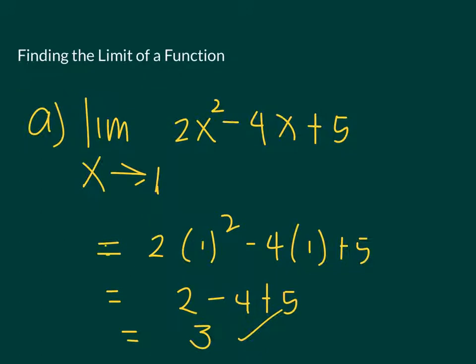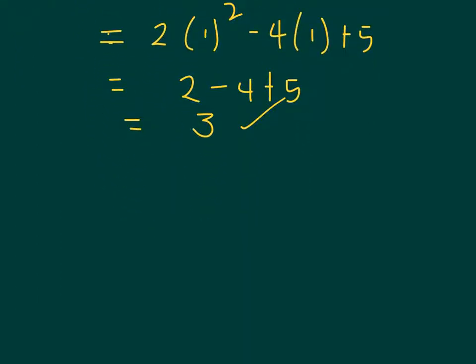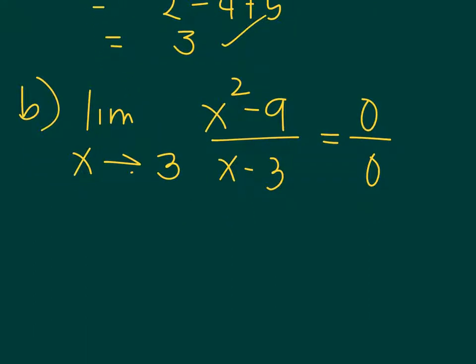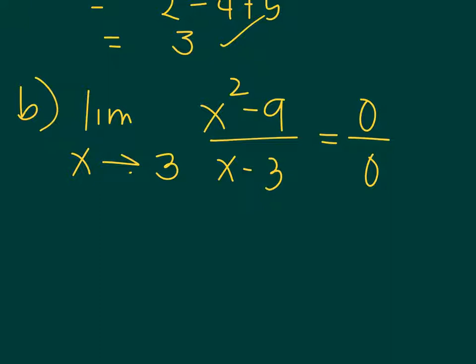And then next is B. In B, the limit as x approaches 3 of x squared minus 9 over x minus 3. What will happen if we apply the substitution technique? 0 over 0. If you place in the 3 on the x, you will get 0 over 0. So is that the limit? No, right? Whenever you encounter a 0 over 0, it means you have to find a way to simplify the function or the expression.